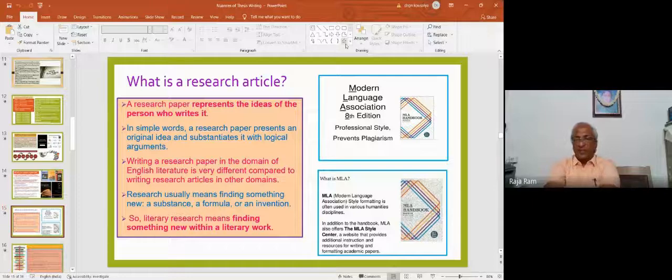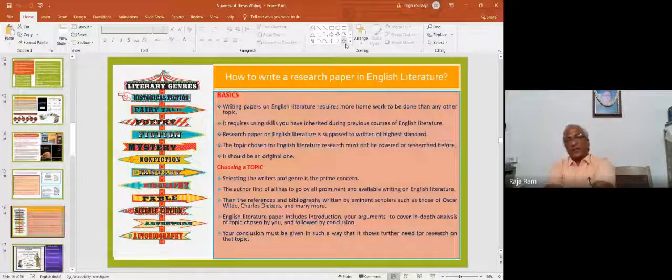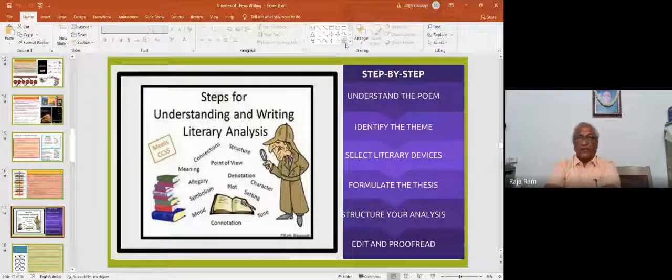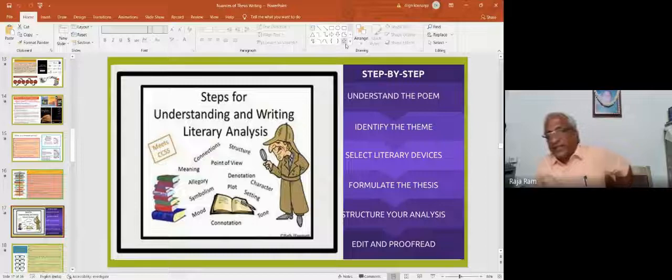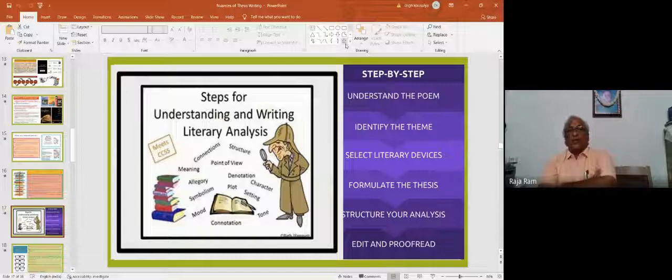So what are the different genres that we can do research into? Literary genres are historical fiction, fairy tale, poetry, fiction, mystery, non-fiction, fantasy, biography, fable, science fiction, adventure, and autobiography. From these different genres, we can choose our topic and work on it. For example, if you are doing research on a particular poem, we did a deconstructive study on the poem The Road Not Taken by Robert Frost.